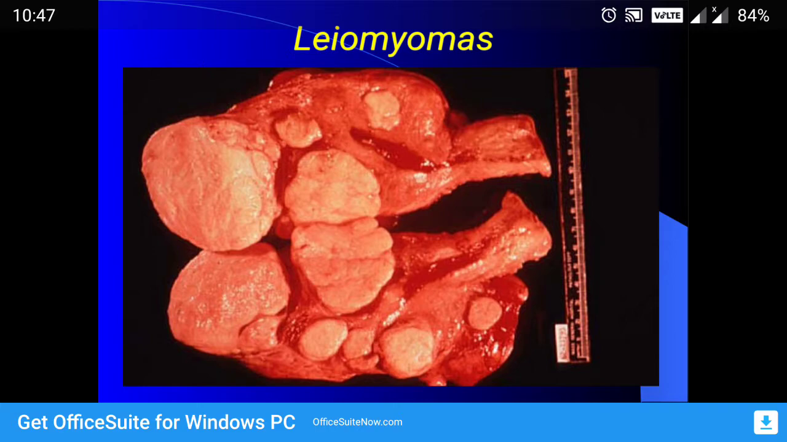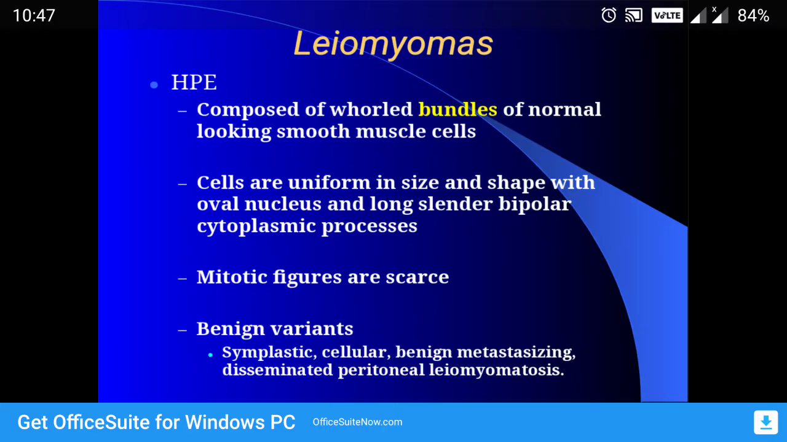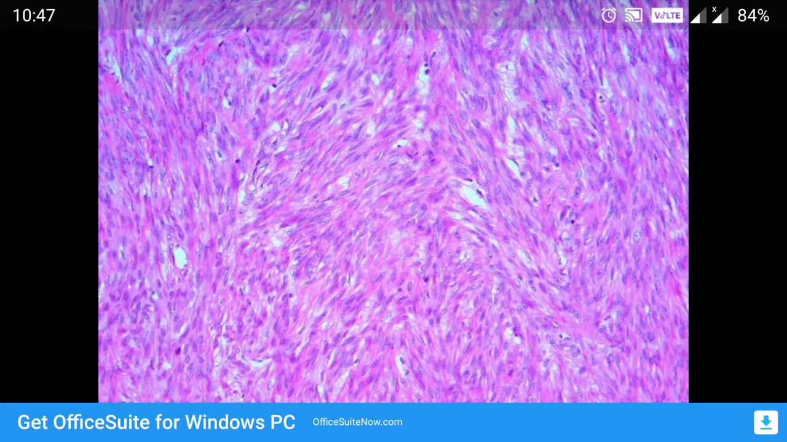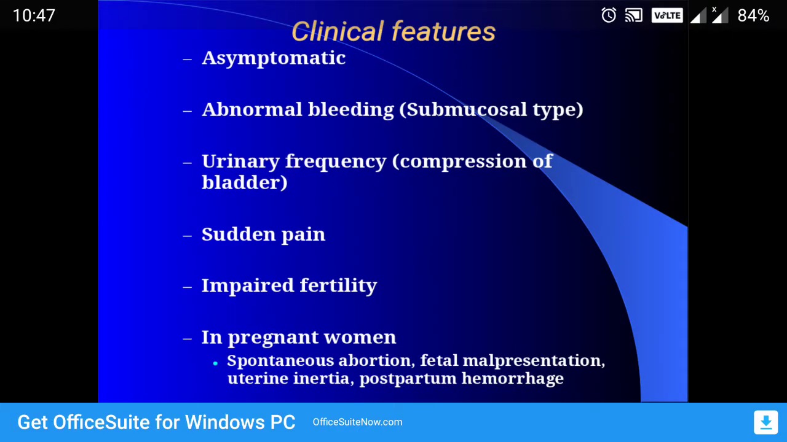If they are present very close to the mucosa, it becomes a submucosal fibroid. If it is very close to the serosa, it becomes a subserosal fibroid. Cut section will show a whorled appearance. Microscopically, you will see spindle cells arranged in bundles, which gives the whorled appearance on gross.